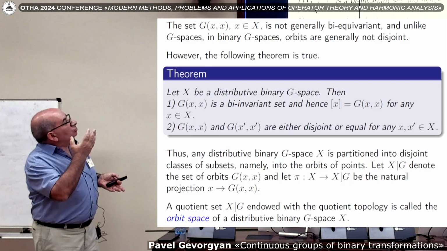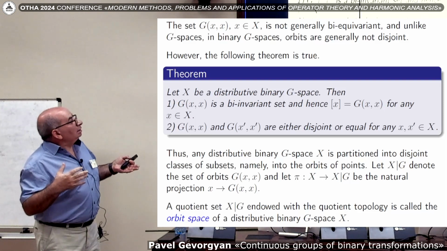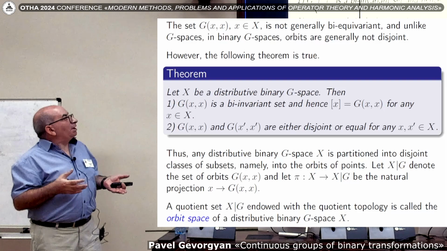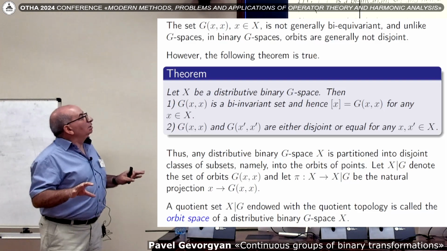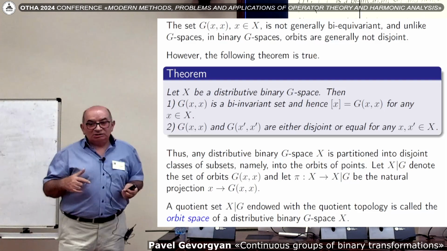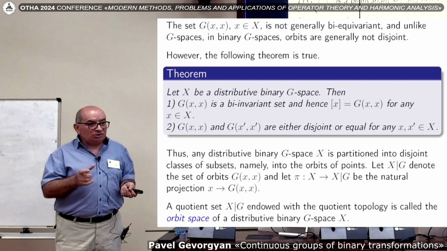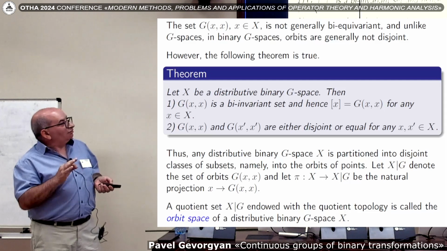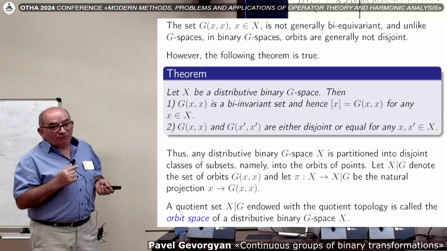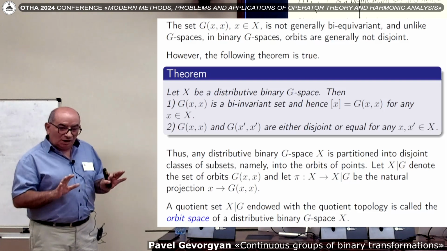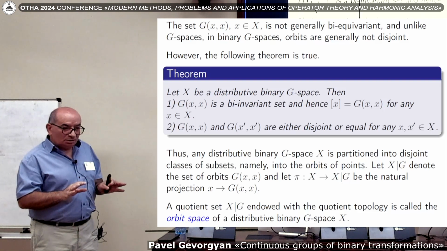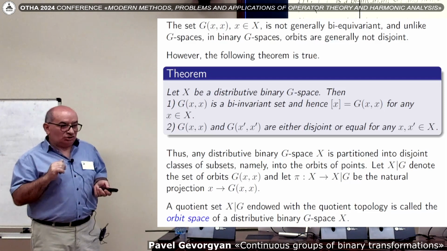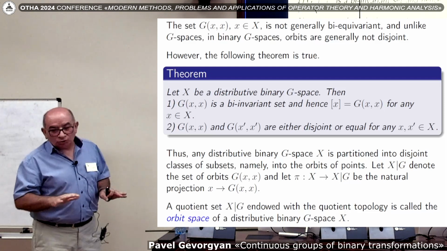As we mentioned above, the set G of XX is not generally bi-invariant. And unlike G spaces, in binary G spaces, orbits are generally not disjoint. But in the class of all distributive binary G spaces, everything looks similar to the case of G spaces. More precisely, let X be a distributive binary G space, then the set G of XX is a bi-invariant set. And therefore, the orbit of X coincides with this set. And any two orbits in distributive binary G spaces are either disjoint or equal.